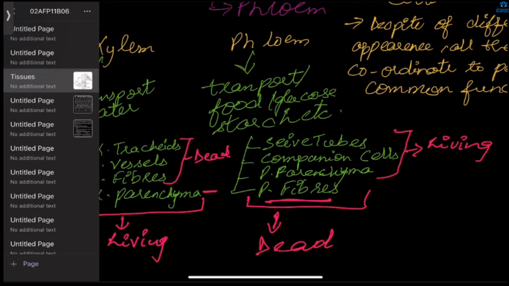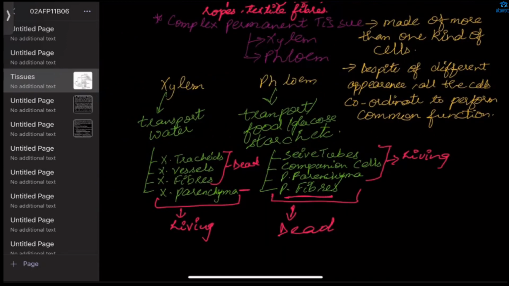See, it becomes easy. Sieve tubes, companion cells and phloem parenchyma are living. And phloem fibers are dead. Fibers are always dead, just remember. And parenchyma are always living. It helps you remember. Okay? Now, Advika, you tell me the difference between xylem and phloem. At least three differences you can tell.